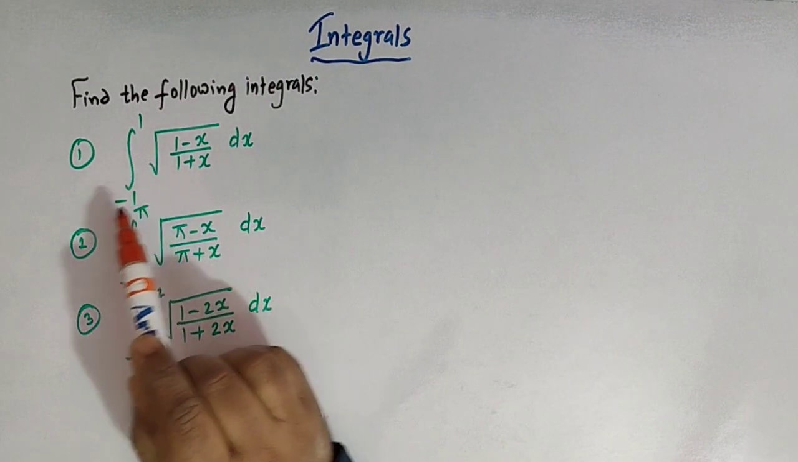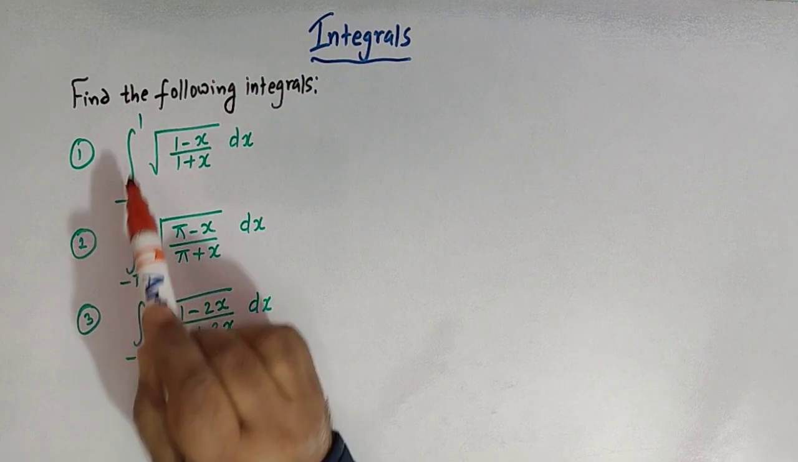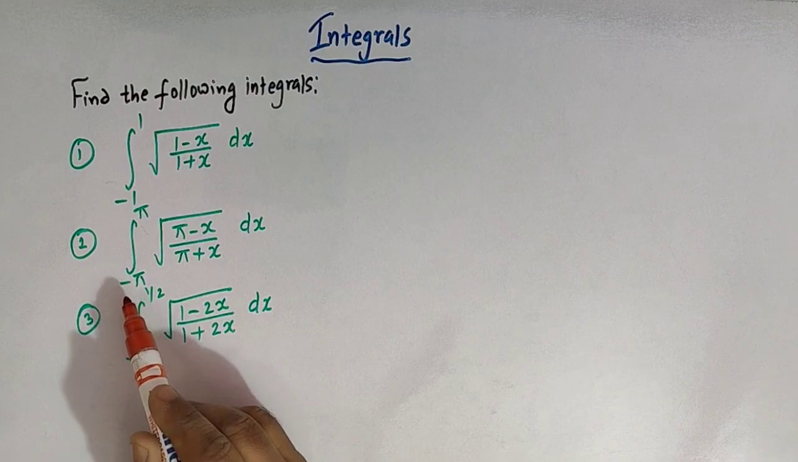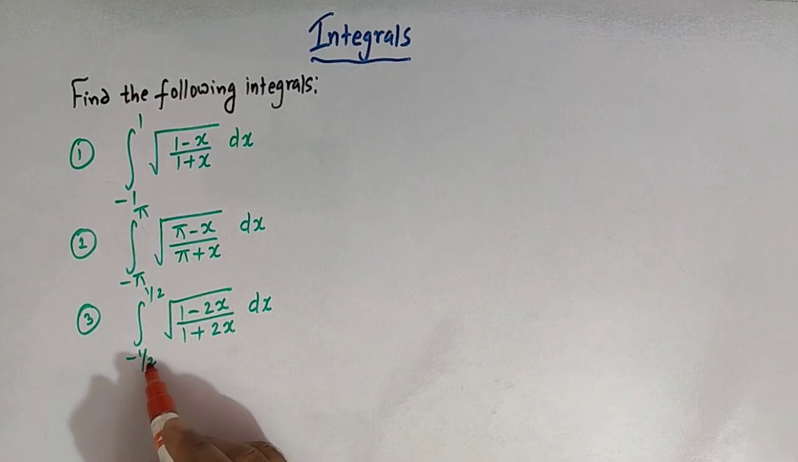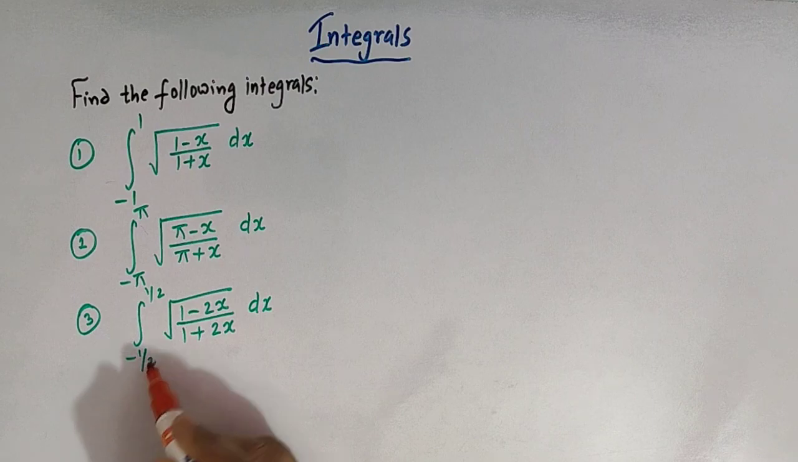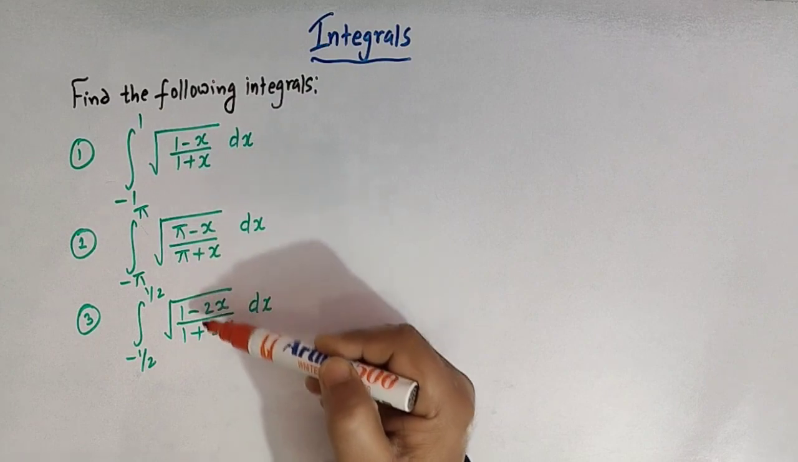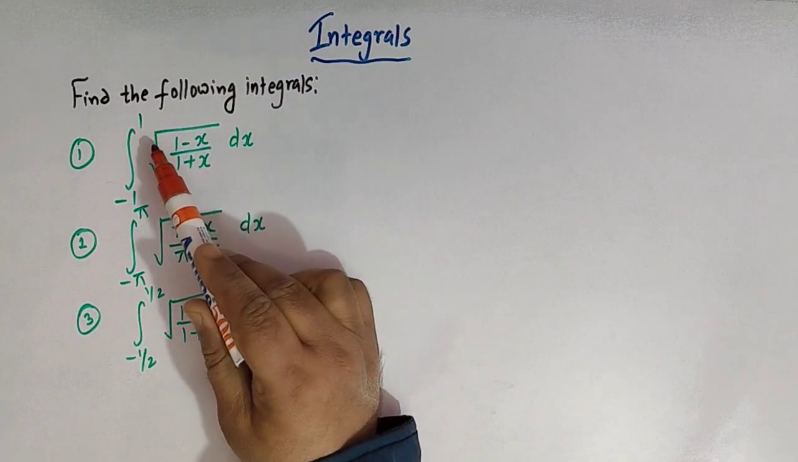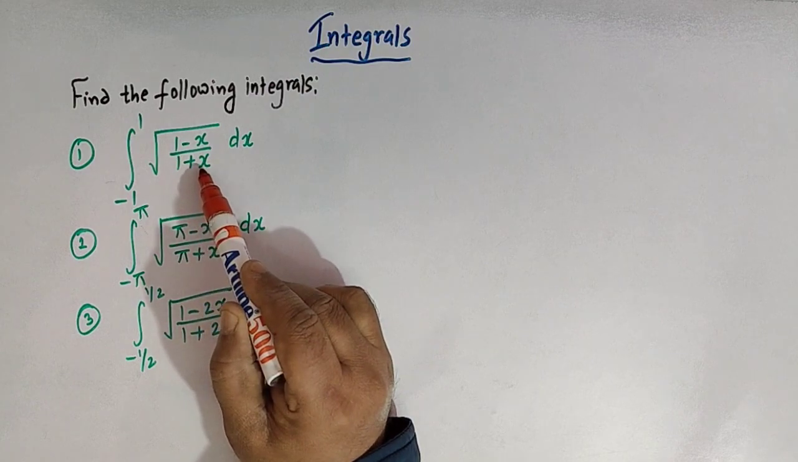Now see, in the first integral we have the limits from minus 1 to 1. In the second integral we have the limits from minus pi to pi, and here we have the limits from minus half to half, right? And the structure of the integrand is square root of 1 minus x divided by 1 plus x, right?